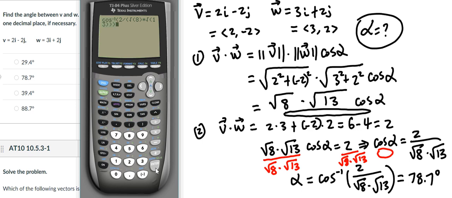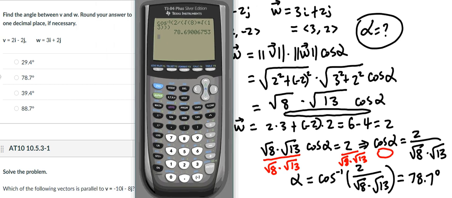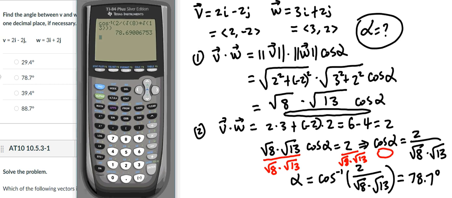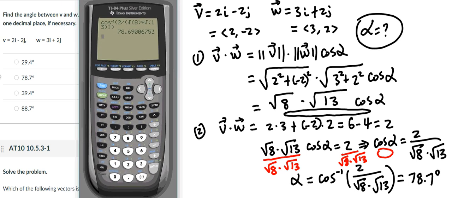Okay, if we hit enter, we get 78.69. That's rounded again to 1 decimal place. See here, round your answer to 1 decimal place. So since we need to round to 1 decimal place, 9 is greater than 5, round it up. So it's 78.7 degrees, which is the number right here.